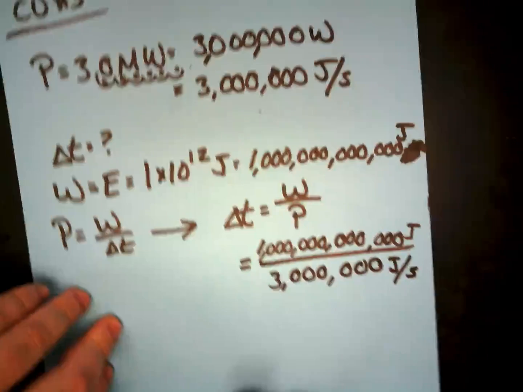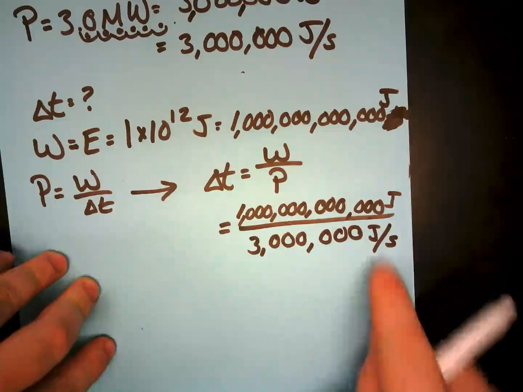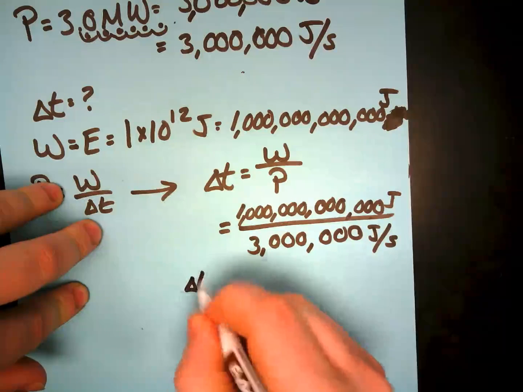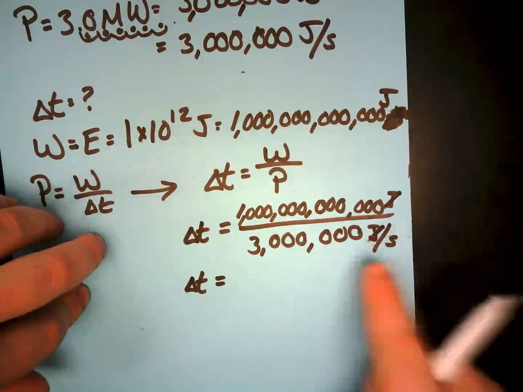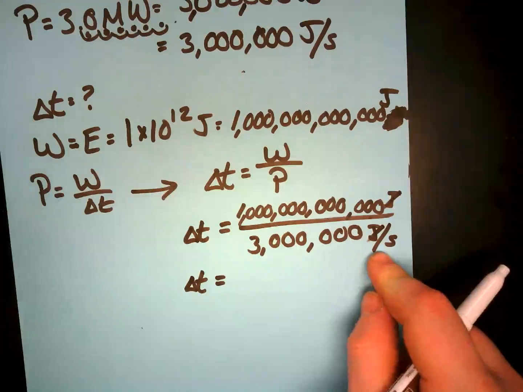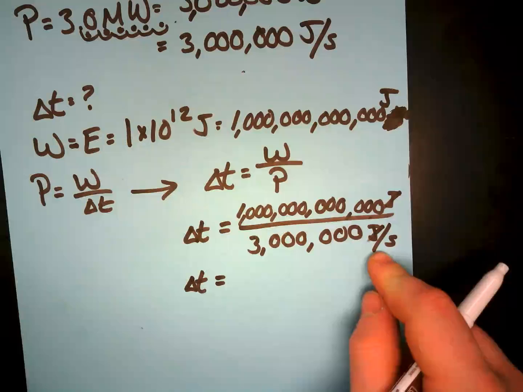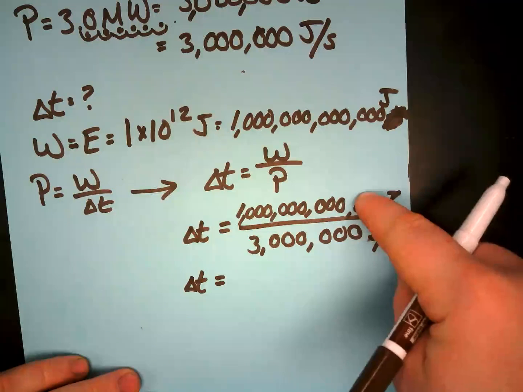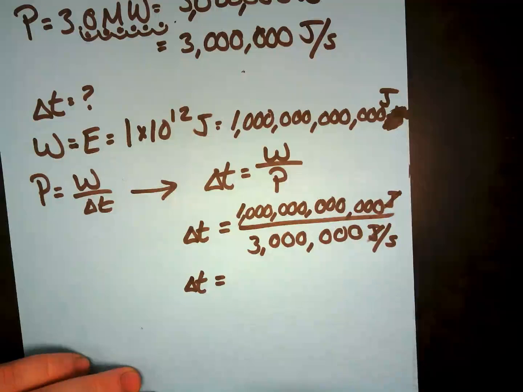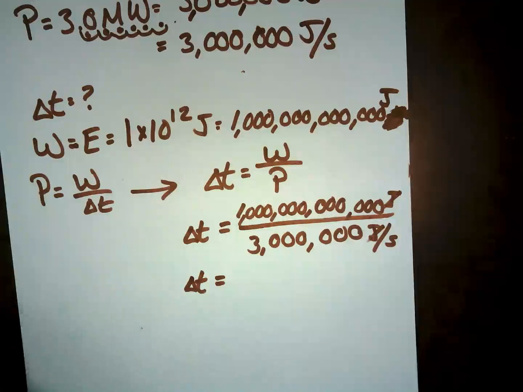As you can see, the way the units work themselves out is that the joules will cancel each other out, and because you have a dividing unit as a denominator within a denominator, the seconds boost back up to the numerator, which means we're left with just seconds. Easy peasy. So 1 trillion divided by 3 million.